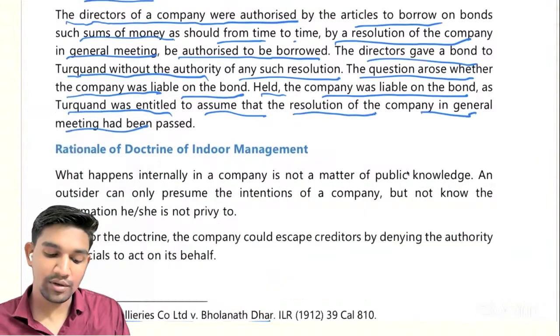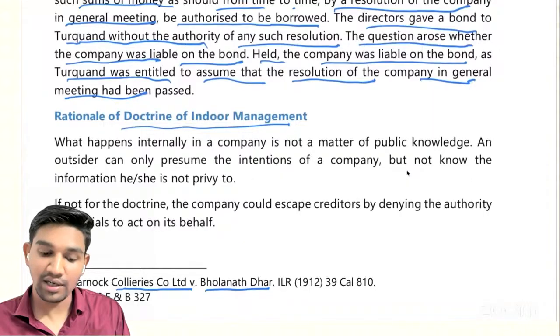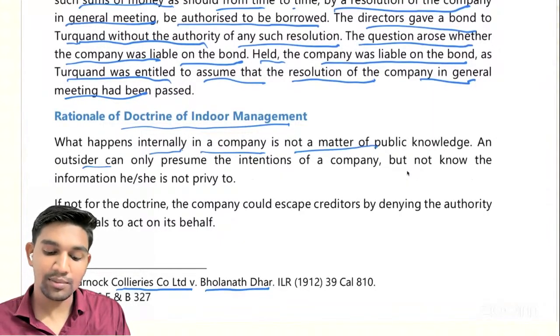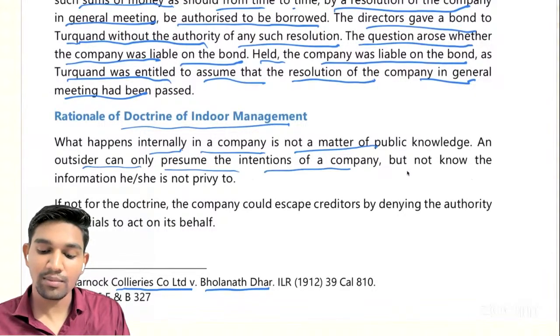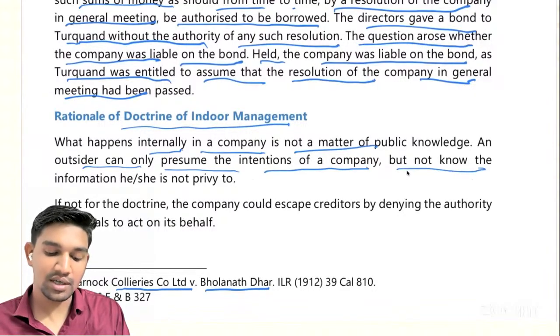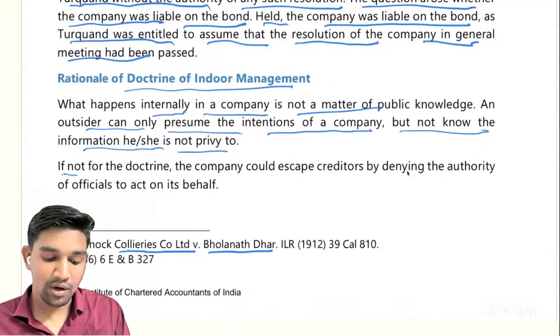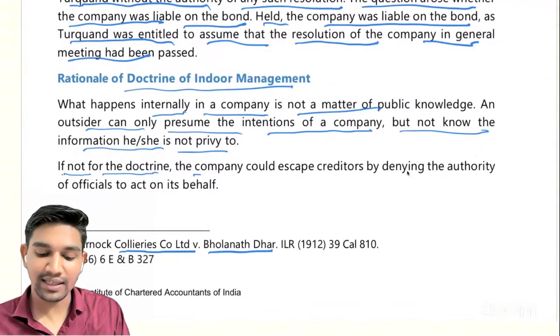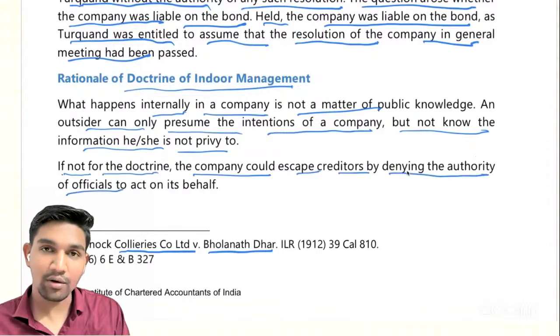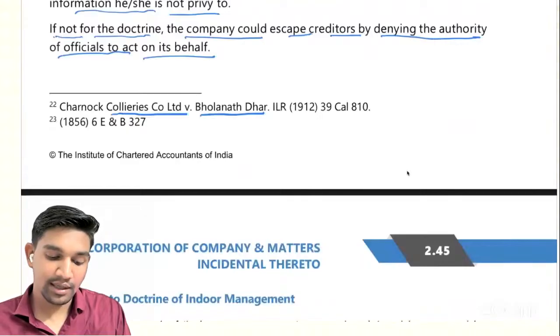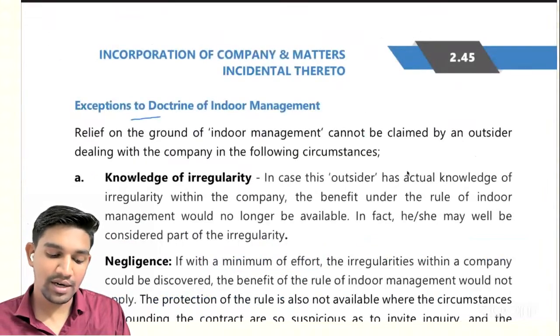Rationale of the doctrine of indoor management. What happens internally in a company is not a matter of public knowledge. An outsider can only presume the intention of the company, but cannot know the information he or she is not privy to. If not for the doctrine, the company could escape creditors by denying the authority of officials to act on its behalf. Exception to the doctrine of indoor management.